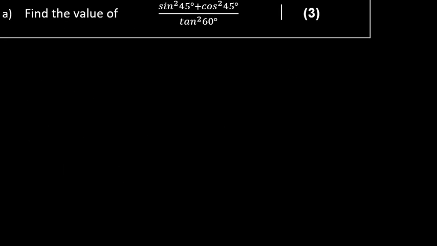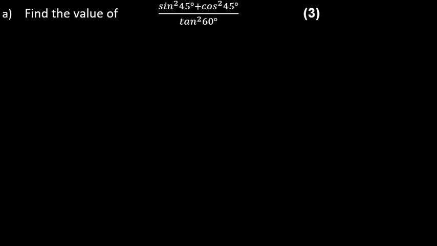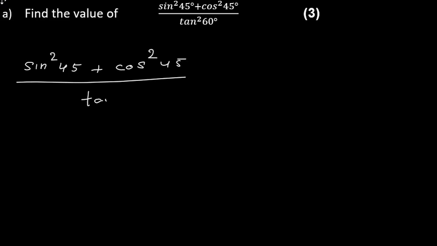We have to find the value of sin square 45 plus cos square 45 upon tan square 60. So let us write this question. Sin square 45 plus cos square 45 upon tan square 60. Obviously we have to write the degree: 45 degree, and here it is 60 degree.